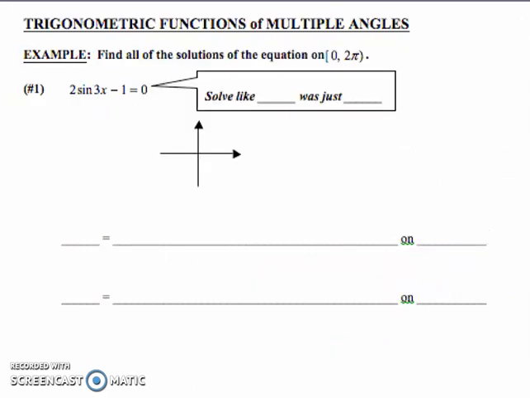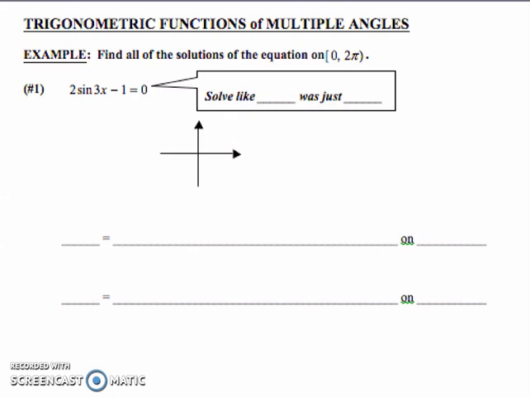Our last two equations are a little bit different because this one contains what we would call a triple angle, and we don't have a triple angle formula for sine 3x. We only have a double angle formula for sine 2x. And then our last one contains an x over 2 in it, so we'll talk about that one after we do this one.